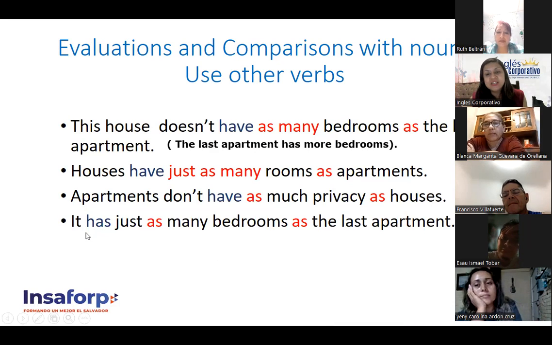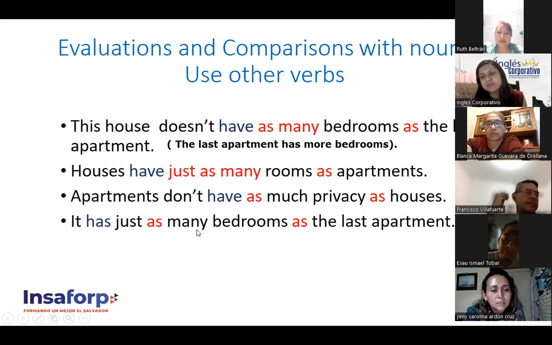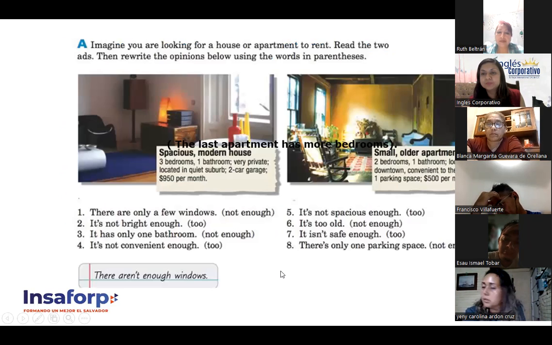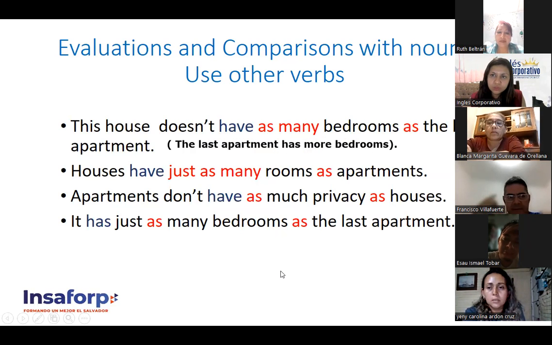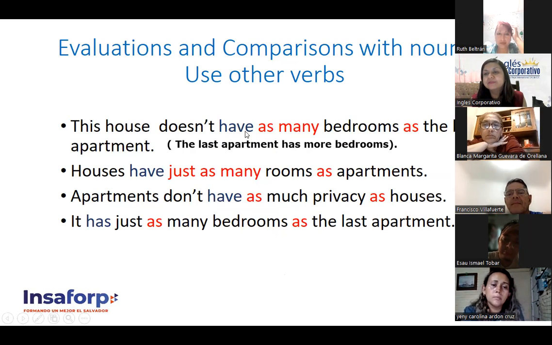Another example, it has just as many bedrooms as the last apartment. It means that they have the same quantity of bedrooms. So these are with nouns. With nouns, we use other verbs like have. In this case, I just use have.